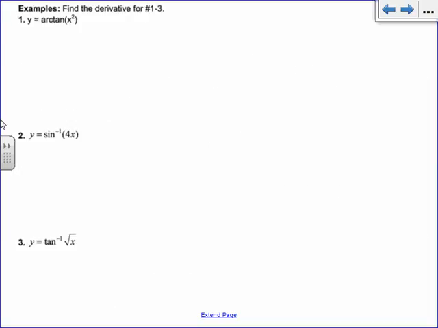All right. It says find the derivatives for numbers 1 through 3. So if you have arctangent of x squared, arctangent is just another way of writing inverse tangent. Right, same thing.